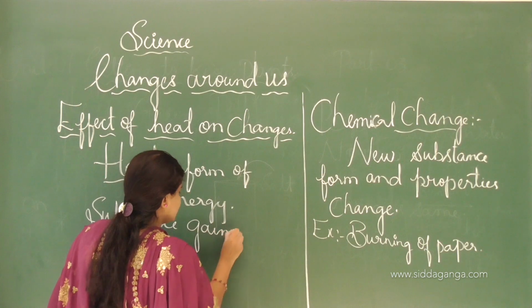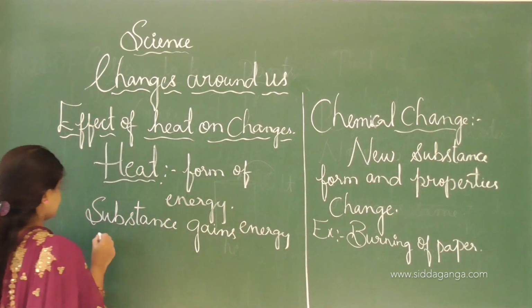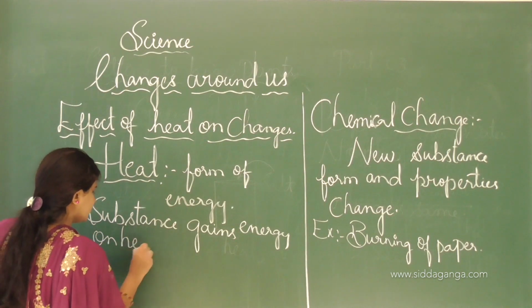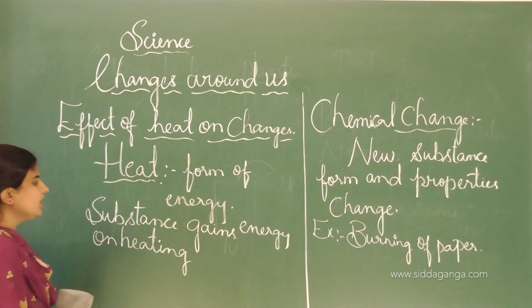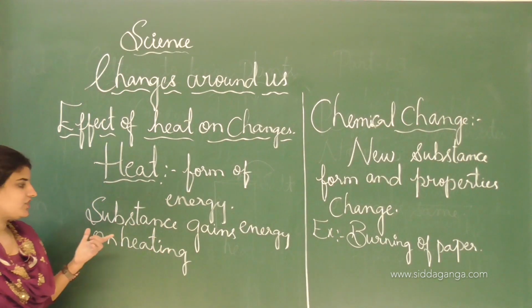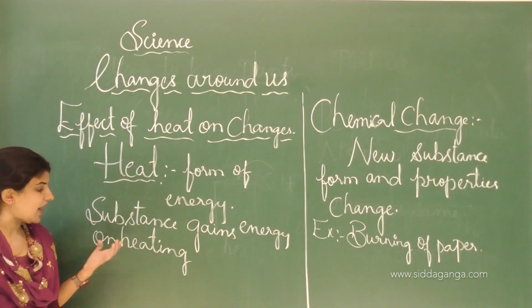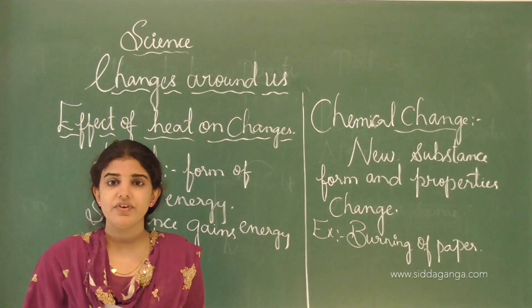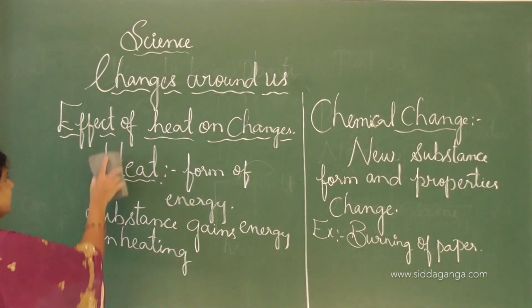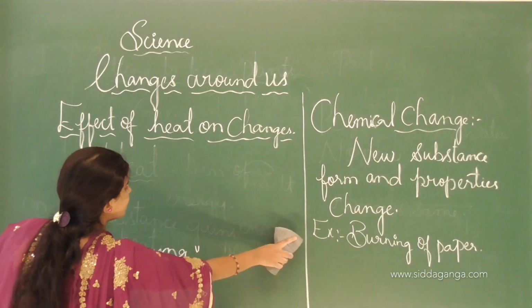A substance gains energy on heating. Heat is a form of energy. When a substance is heated, it gains energy and changes take place, and these changes are of different types, in which the first one is the change in the size of an object.